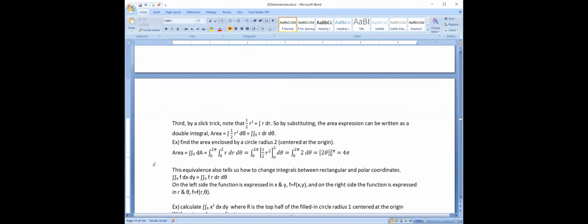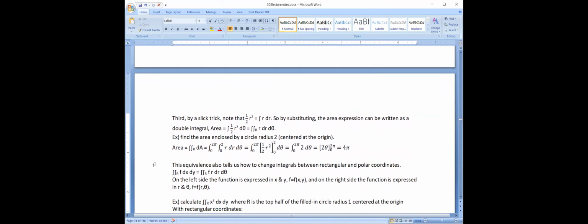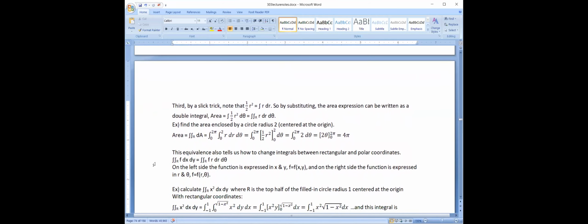So let's do this integral. Double integral over a region of x squared dx dy, where R is the top half of the filled in circle of radius 1 centered at the origin. So first, in rectangular coordinates. So there's the original integral. Now how do we set this up?